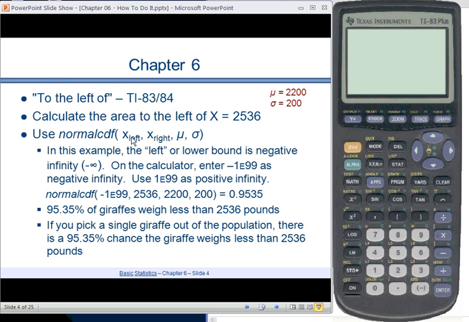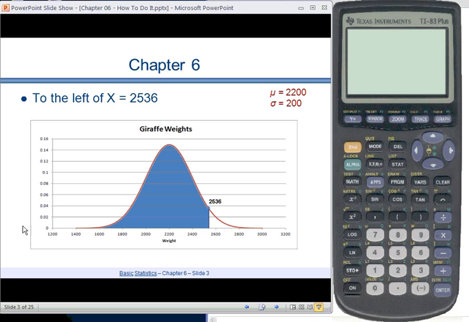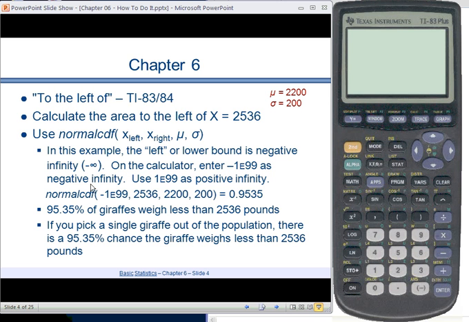You always have to enter a left, right, mu, and sigma. And I'm going to show you how to enter the minus infinity, because in this particular example, the left bound of the area that we're looking for is minus infinity. The right bound is 2,536. So let's go to the calculator. We want to enter this particular line right here, normal CDF of minus 1E99, 2,536, 2,200 and 200, because the x left is minus 1E99, the x right is 2,536, mu is 2,200, and the sigma is 200.